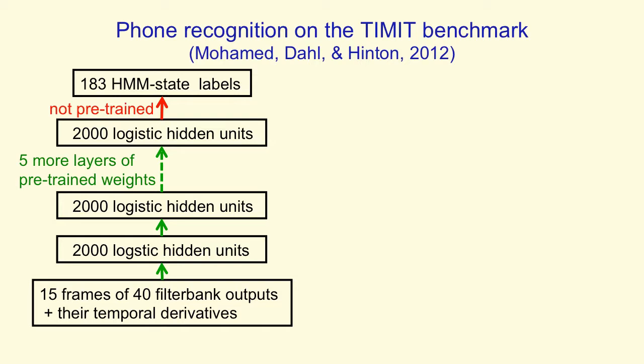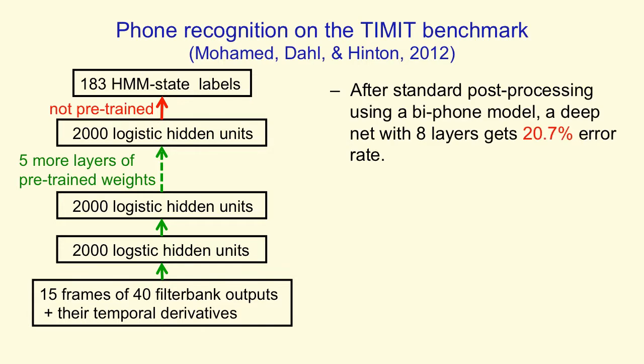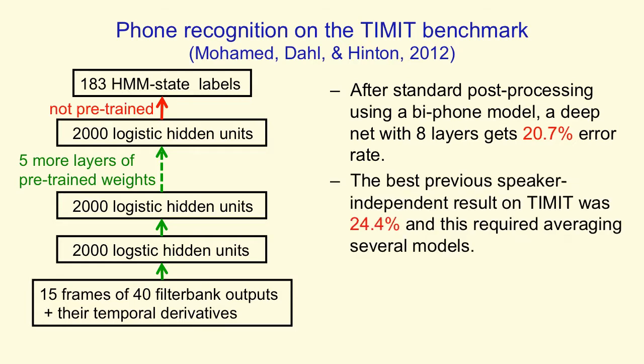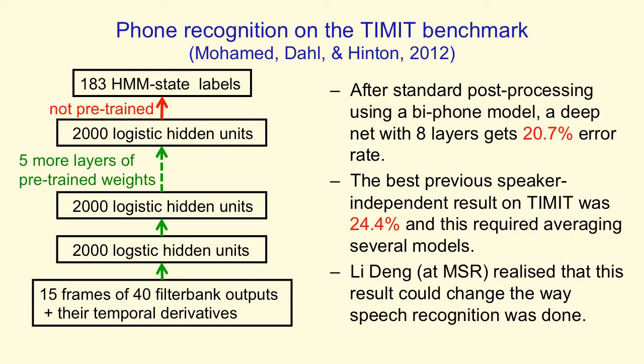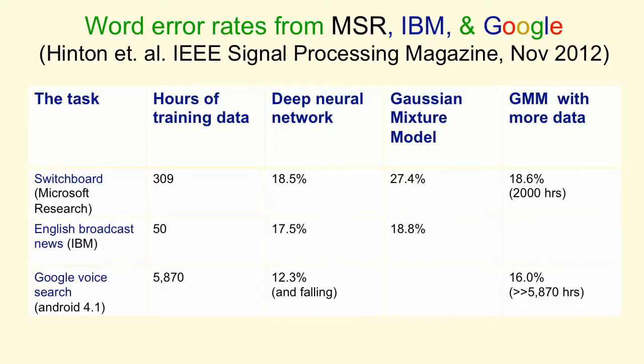And to get their system to work well, they did some pre-training, which will be described in the second half of the course. After standard post-processing, they got a 20.7% error rate on a very standard benchmark, which is kind of like the MNIST for speech. The best previous result on that benchmark for speaker-independent recognition was 24.4%, and a very experienced speech researcher at Microsoft Research realized that that was a big enough improvement that this would probably change the way speech recognition systems were done, and indeed it has.